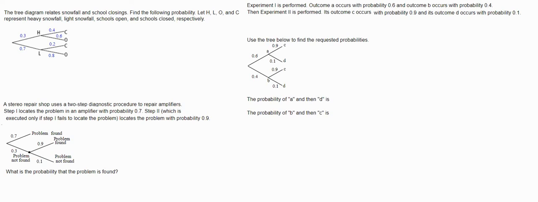So we're going to look at some tree diagrams. We're going to start with the question on the right. Experiment 1 is performed. Outcome A occurs with a probability of 0.6, and outcome B occurs with a probability of 0.4. Then experiment 2 is performed. Its outcome C occurs with a probability of 0.9, and outcome D occurs with a probability of 0.1.